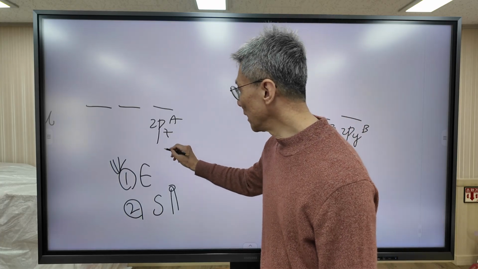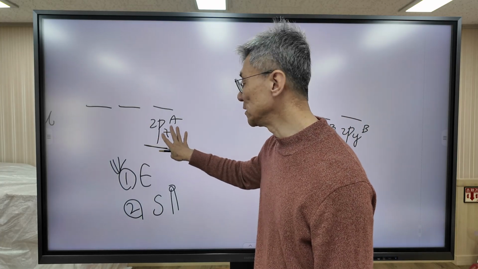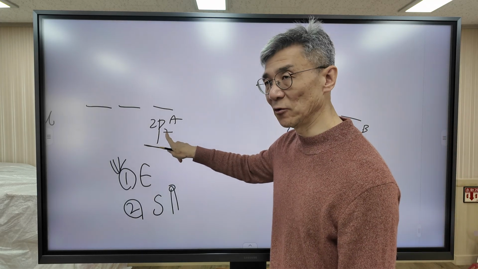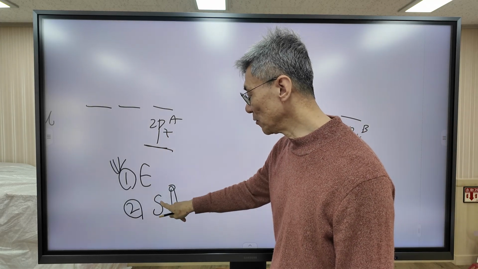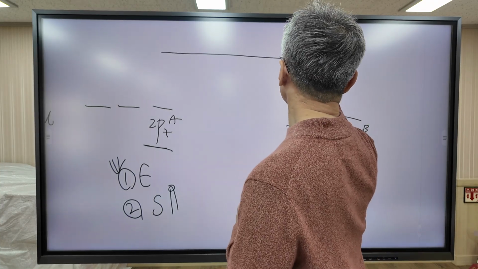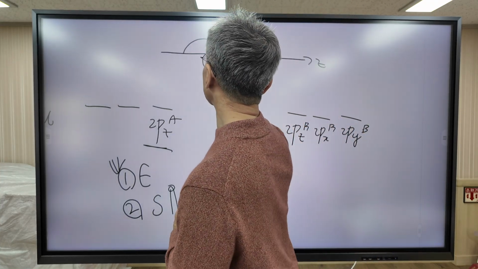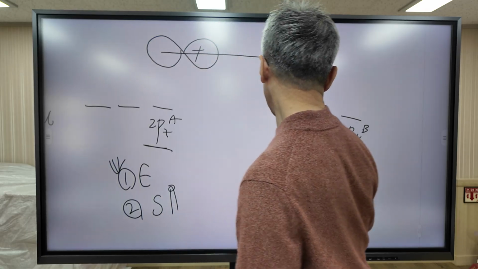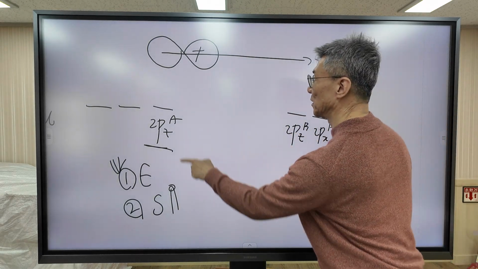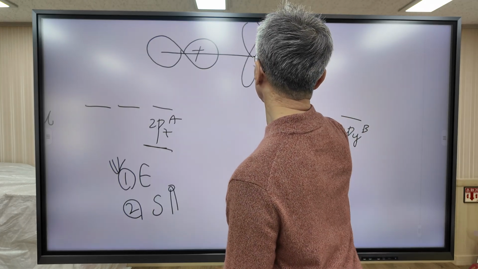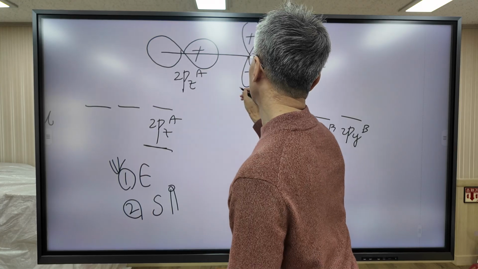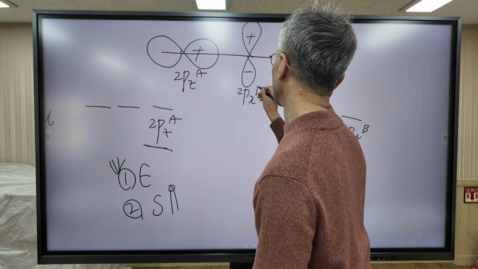Now I'm going to determine, here we have the 2pzA orbital. What orbital interacts with the 2pzA orbital? We are going to determine whether the overlap integral is significant or not. So here the 2pz orbital looks like this. Now I'm going to check the overlap integral of 2px with the 2pz orbital. This is the 2pzA orbital. This is the 2pxB orbital.